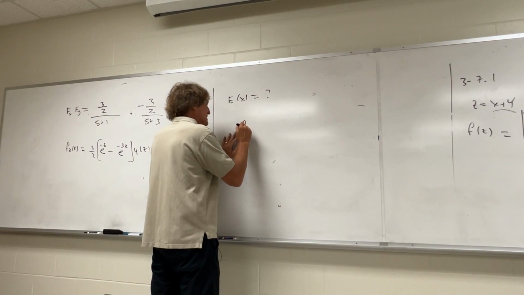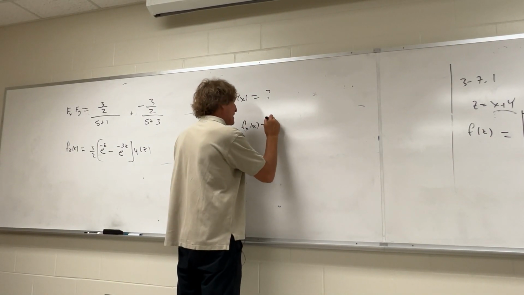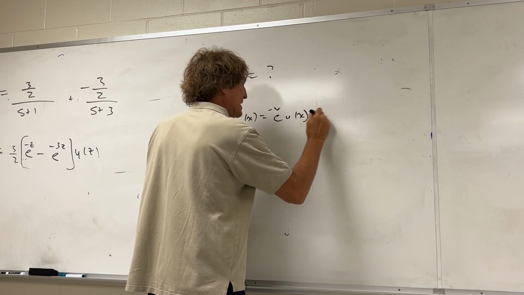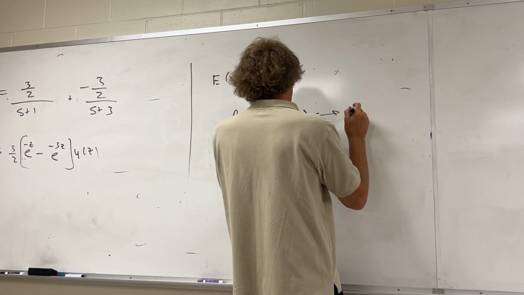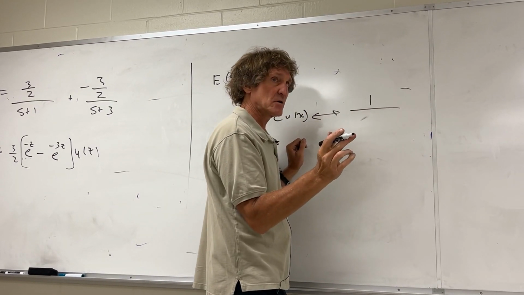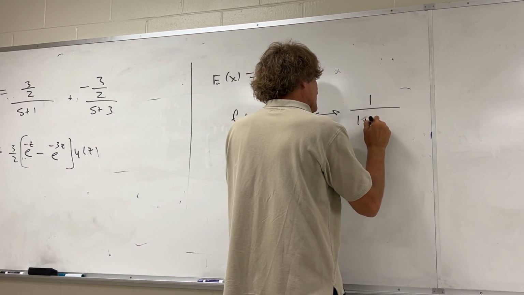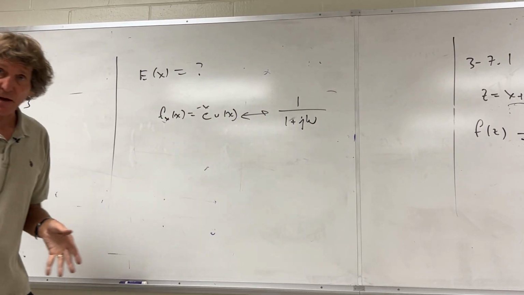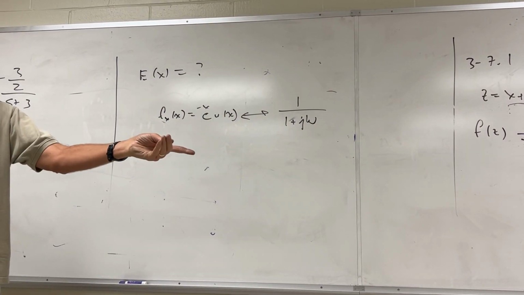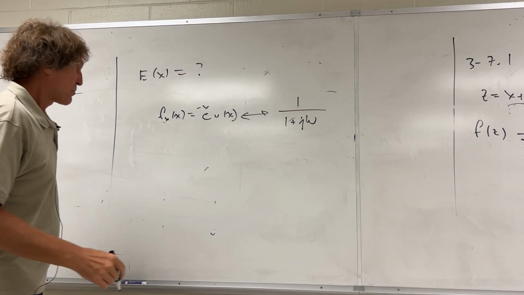If f of x is equal to e to the minus x u of x, the transform of this becomes simply 1 over, and I'm going to go j omega on this one because I did the thing with j omega. It's going to be simply 1 plus j omega. Do you all follow me? I'm going to just do Fourier because I developed the argument with Fourier. I can do it with Laplace too, but this is probably easier.